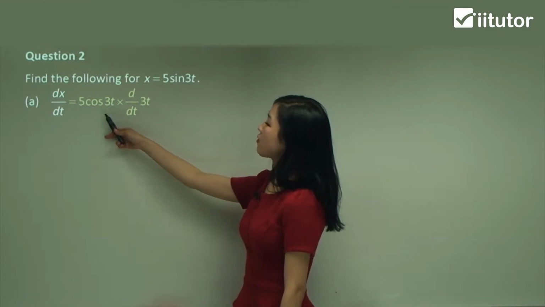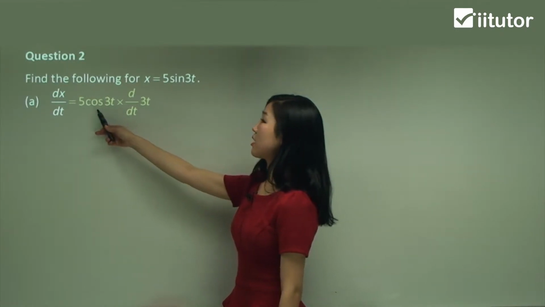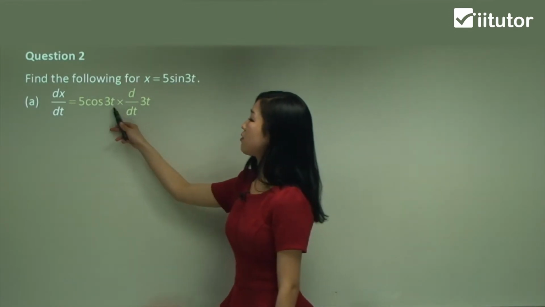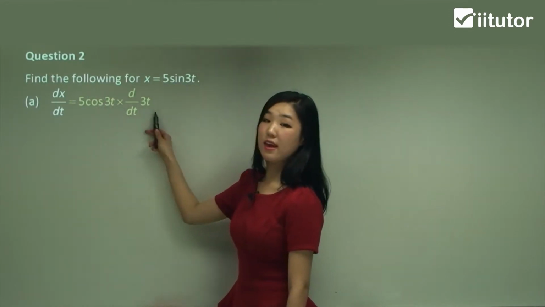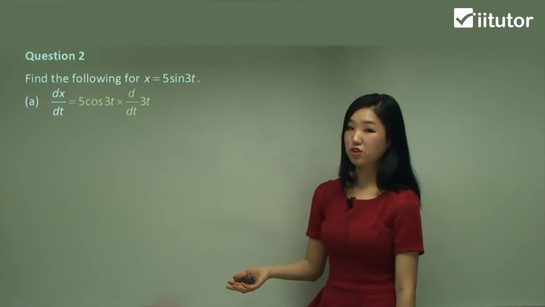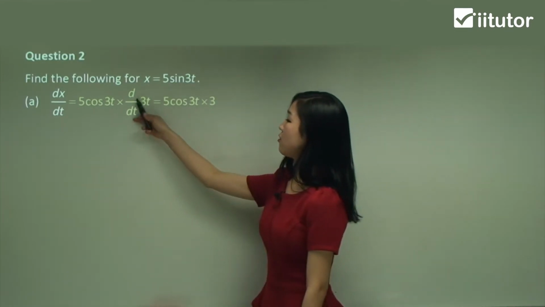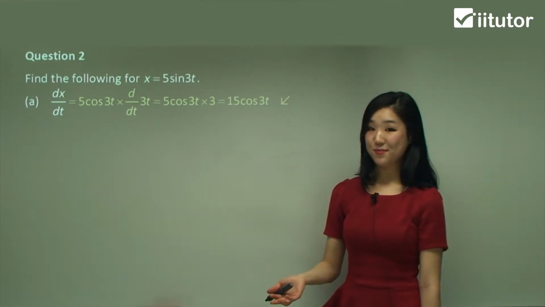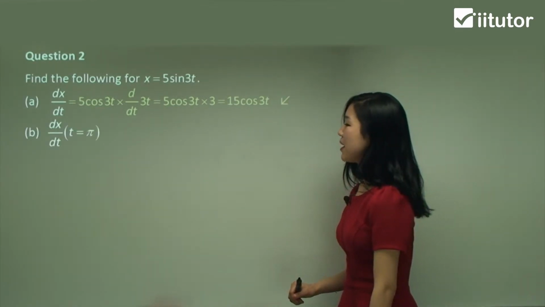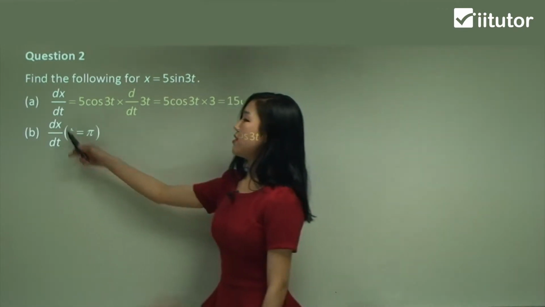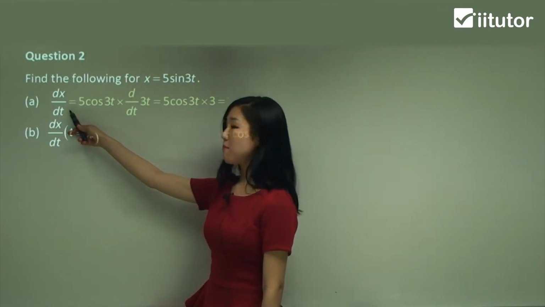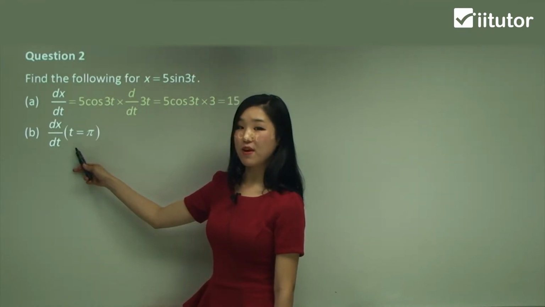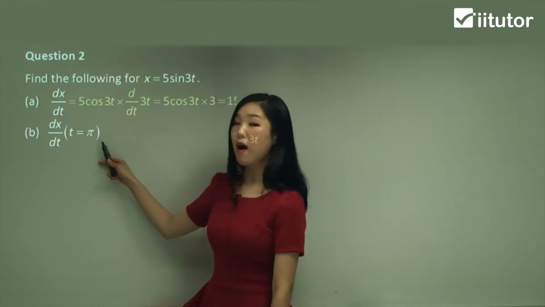And remember, the derivative of sine is cos, so it's going to be 5 cos 3t times, remember the chain rule? You have to differentiate the input 3t again and multiply it, just using our chain rule. So you know that the derivative of 3t is 3, so simply it's going to be 15 cos 3t, okay? And B, we want to find dx on dt, which is the same as what we had in part A, but they give you what t is. Like in the previous question, they give you that t is pi.